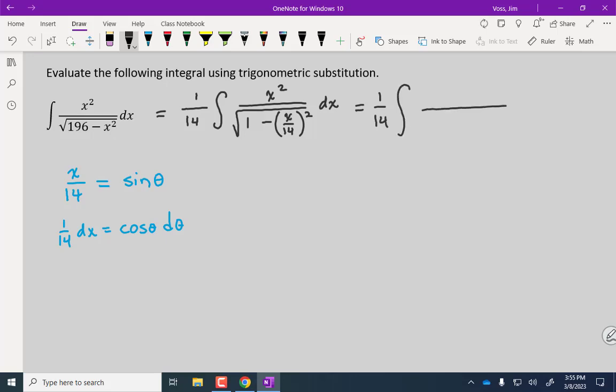In the numerator, we have x squared. So if we look right here, x is 14 sine of theta. If we square it, we get 196. Or you could just write it as 14 squared. It doesn't matter because we're about to cancel a 14. Sine squared. 14 squared sine squared. And then dx is 14 cosine theta d theta. Oh, there's another 14.